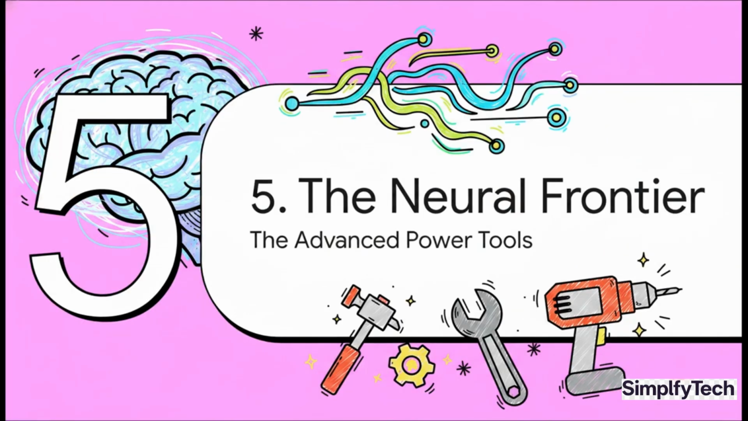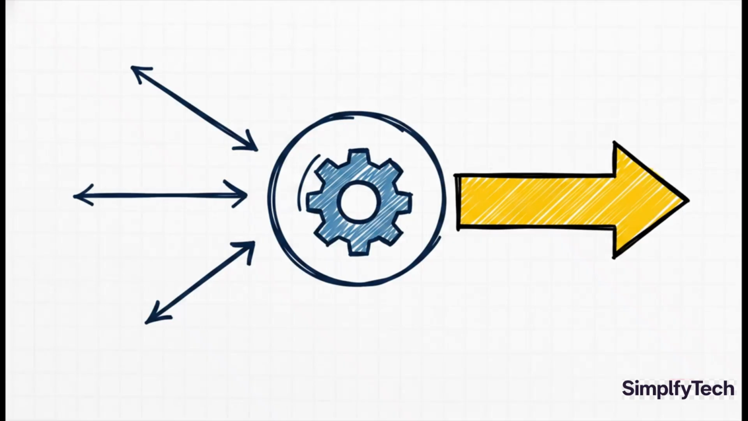So, we've covered the classical toolkit. But now, we're going to the frontier. It's time to pick up the power tools, the models that are inspired by the most complex machine we know of, the human brain. Welcome to the world of neural networks. And believe it or not, this entire incredibly complex world starts with one single simple unit, the perceptron. Just think of it as one digital neuron.